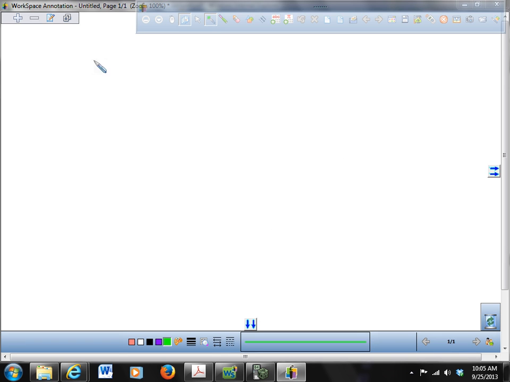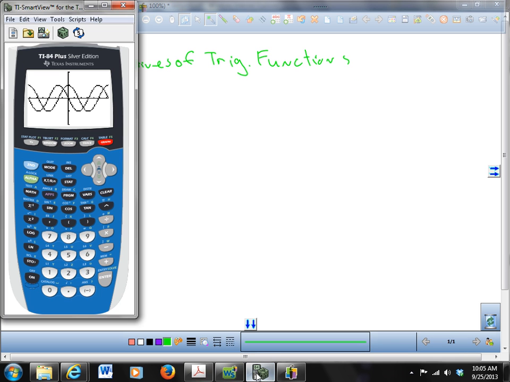Now class, we're learning about derivatives of trigonometric functions. And we just did a little exploration to determine that.